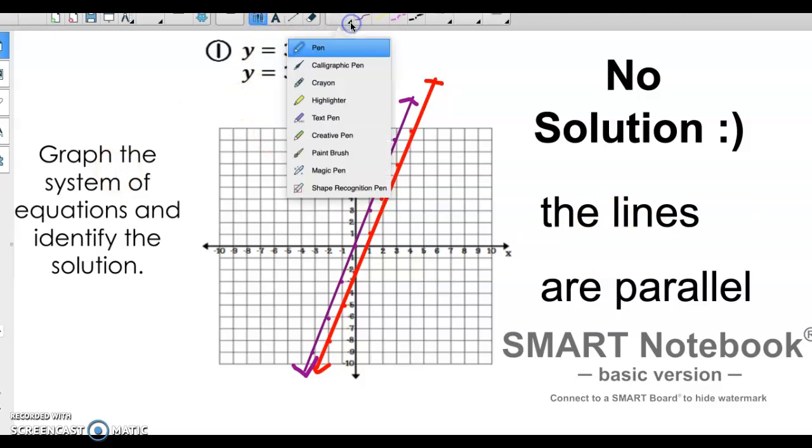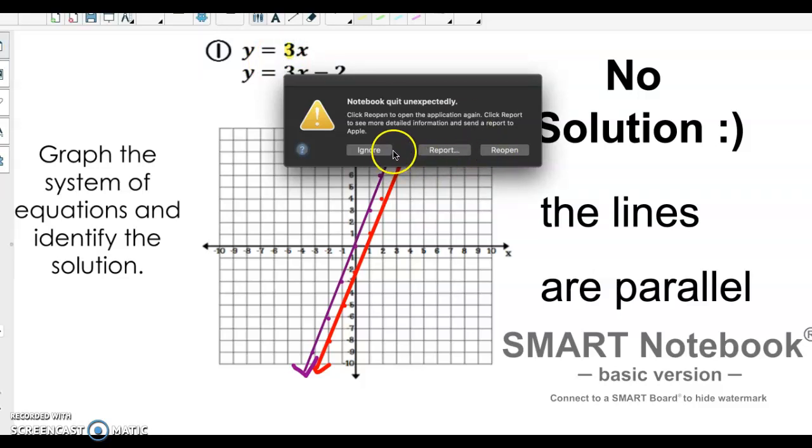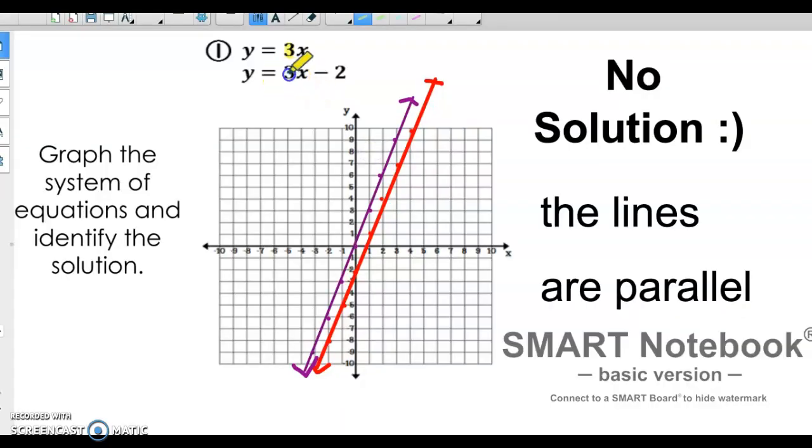So before we even graph these lines, we can tell that they are parallel just by looking at our equations and looking at the slope. So here, y equals 3x, the slope is 3. And here, y equals 3x minus 2, the slope is also 3. So parallel lines have the same slope, which means they will never intersect. So there is no solution to the system. So that's what you're going to write down. You want to put no solution, and it is because the lines are parallel.